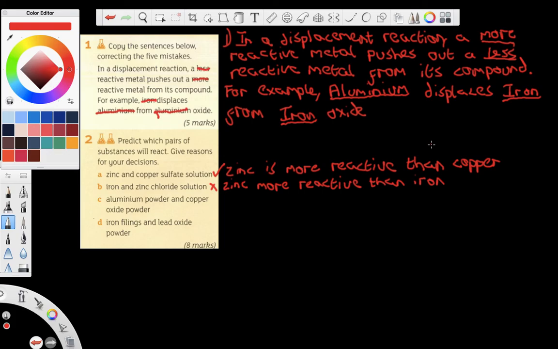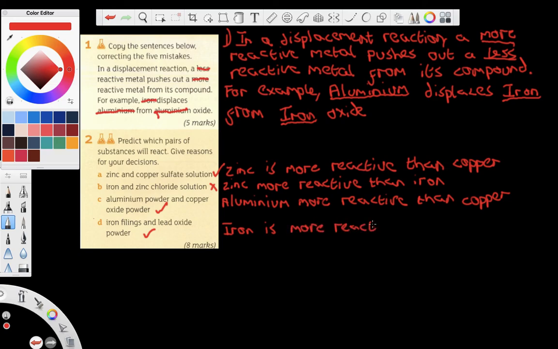Aluminium powder and copper oxide, there would be a reaction because aluminium is more reactive than copper. And finally, D, you should have said that there will be a reaction because iron is more reactive than lead.